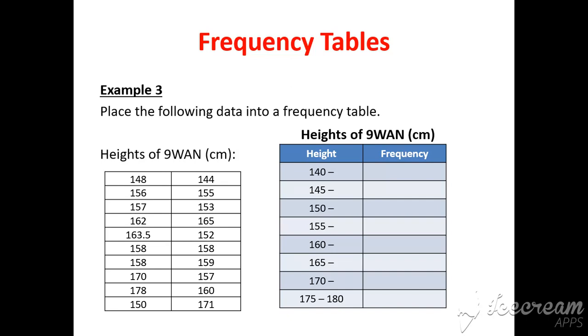So let's count them up as we go. There was 1 person in this group, 1 person in this group, 3 people in this group, 8 people in this group, 3 people in this group, 1 person in this group, 2 in this group, and 1 in this group. And I've totaled it up to make 20, a survey of 20.